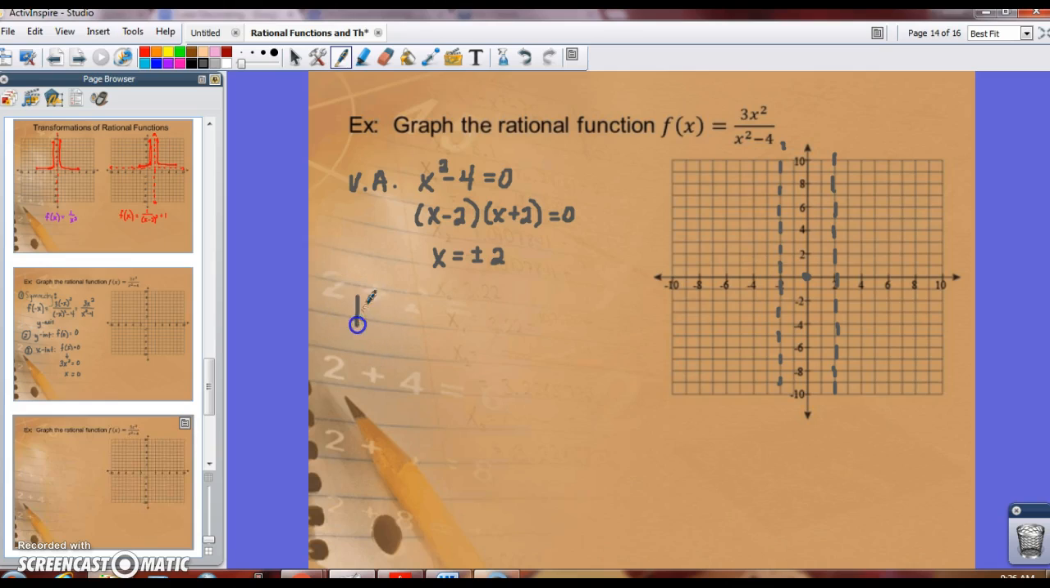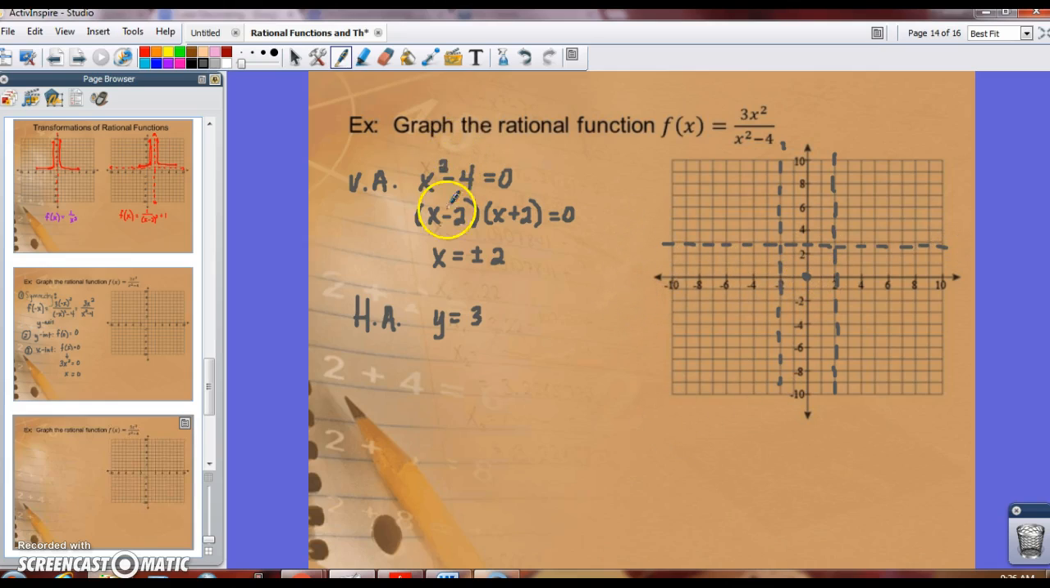Let's talk about horizontal asymptotes. Remember that when the degree is equal on the top and the bottom, then you're just taking those coefficients. So your coefficients would be 3 over 1, or 3, which tells us we have a horizontal asymptote at y equals 3. Okay, so those are our asymptotes.